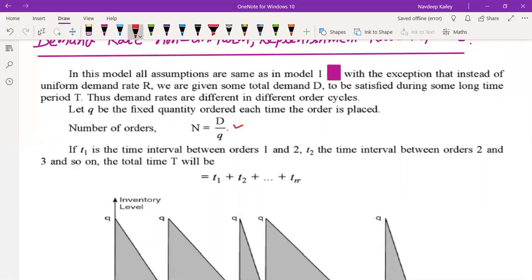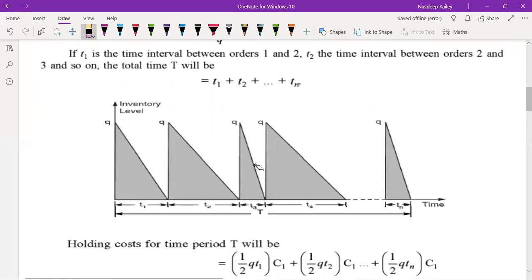The graphical picture of this type of model is given as follows. T1, T2, T3, T4, up to Tn are the time intervals, and capital T is the total time. T1 is the time interval between order 1 and 2. T2 is the time interval between order 2 and 3, and so on. Q is the fixed quantity ordered each time the order is placed. Then the total time capital T is given by T1 plus T2 plus so on up to Tn.